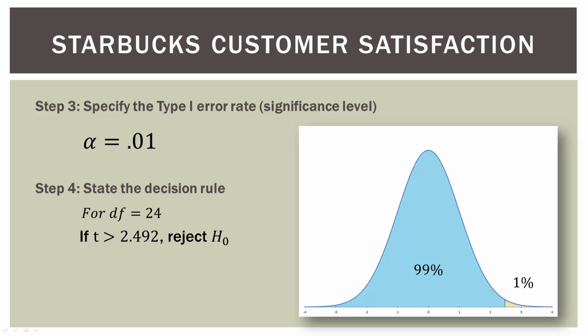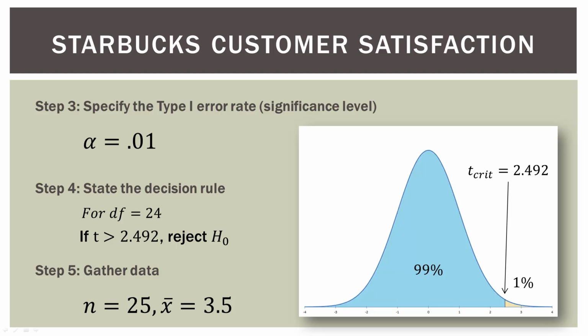Now on the curve, we can actually place it. Remember, with an alpha of 0.01, what we're saying is that we're willing to accept a 1% probability of committing a type 1 error. So that's the 1% in the upper tail. And therefore, 99% of our sample means should be in the blue. So we'll place our critical t-value right there, 2.492.